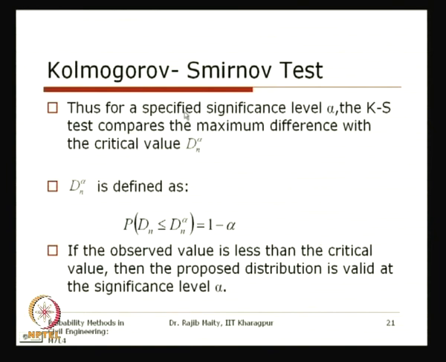So, for a specified significance level alpha, the KS test compares the maximum difference with the critical value Dn alpha. Now, what is this Dn alpha? This Dn alpha is defined as the probability that Dn is less than or equal to Dn alpha, equals 1 minus alpha. Again, this alpha here is the significance level that we mentioned at the beginning of this class. So, if the observed value is less than the critical value, then the proposed distribution is valid at the significance level alpha. So, we have to check the maximum difference that we get against the critical value, that is, whether this probability that the observed Dn is less than or equal to the critical value equals 1 minus alpha or not.